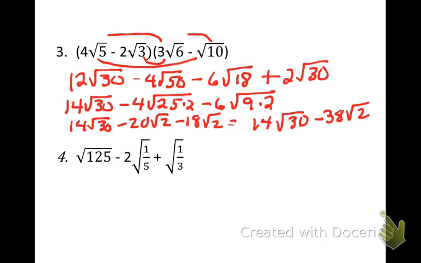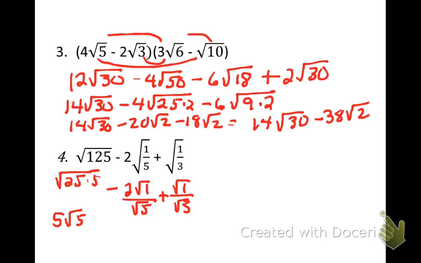Alright, on this one again we can do some simplifying. This is more like yesterday's work instead of multiplying them. So we think of the square root of 125, probably we know 25 goes in there 5 times. Minus, I'm going to break this down, 2 times the square root of 1 over the square root of 5, plus the square root of 1 over the square root of 3. So this is 5 times the square root of 5, minus, the square root of 1 is just 1, so 2 square root of 5, plus 1 over the square root of 3.